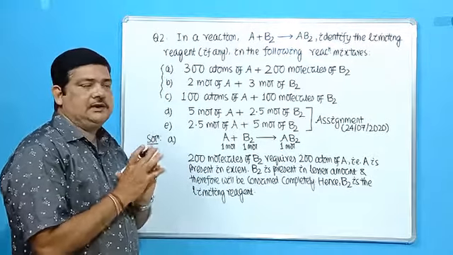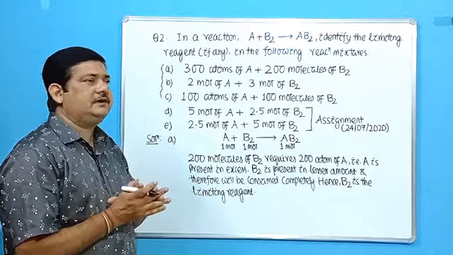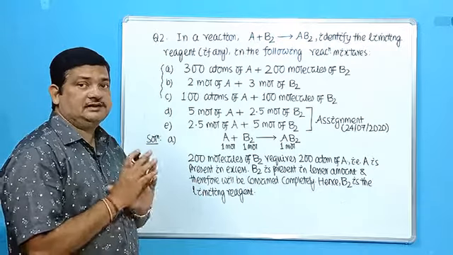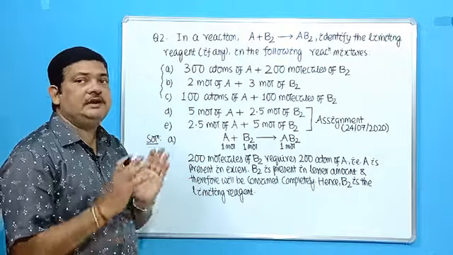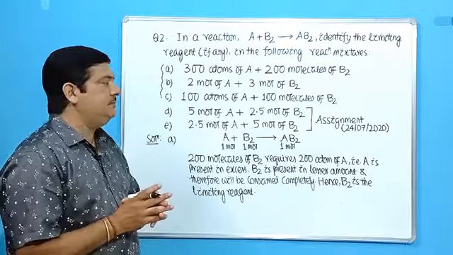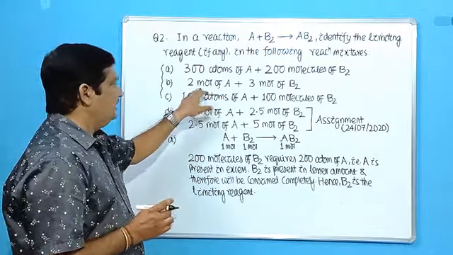That means what we are doing? Now we are simply finding out whichever is present in lower quantity or lesser quantity, and therefore it will be consumed completely and we will stop the reaction. We will limit the reaction and that becomes the limiting reagent. Then coming up to B.